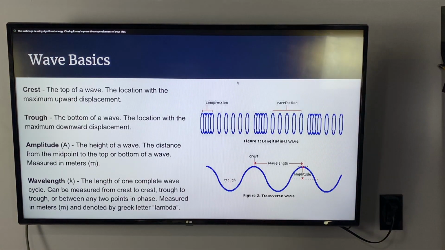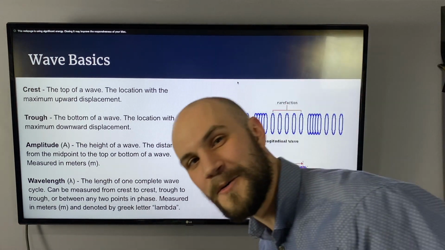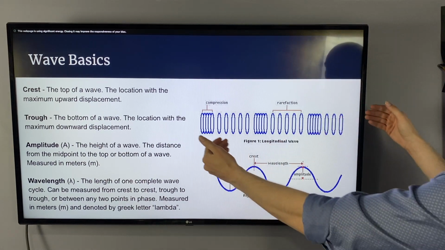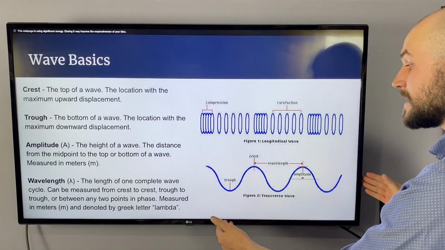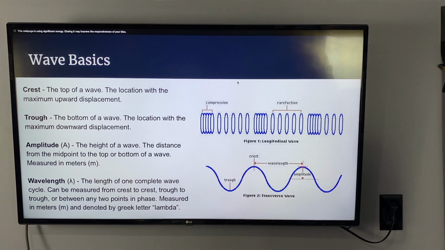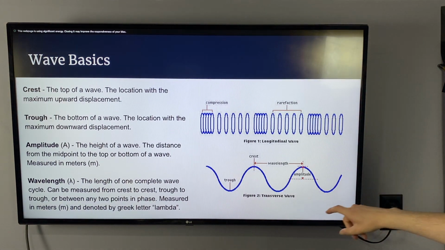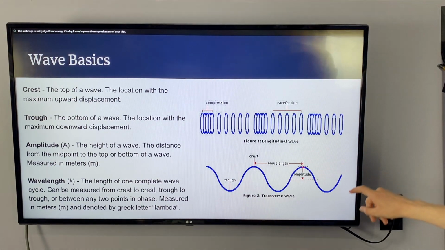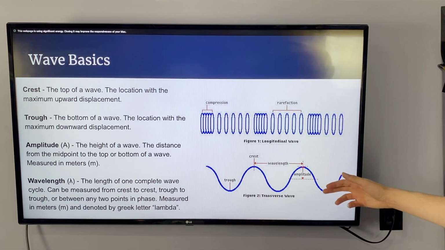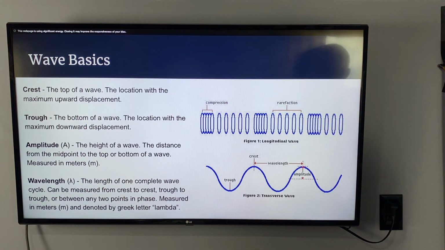Okay, so here are the basics of waves. We've got a little vocabulary we've got to go through. All right, up here I have a longitudinal wave. Over here we have a transverse wave. When it comes to identifying characteristics of a wave, most often, especially in Regents level physics, we'll be looking at transverse waves. But I wanted to show you how it corresponds to a longitudinal wave. Okay?